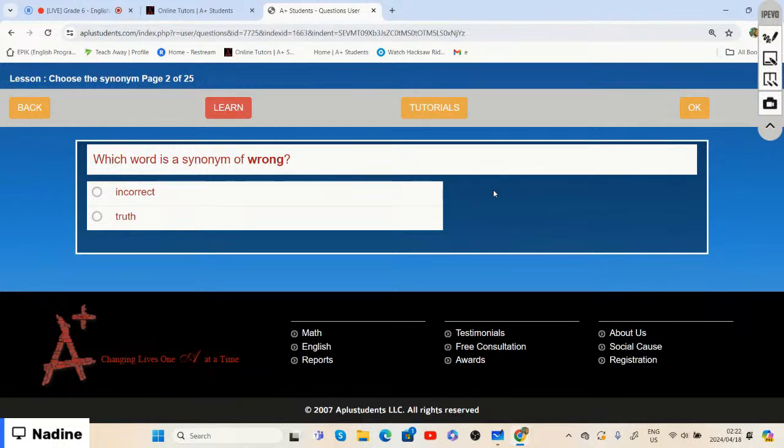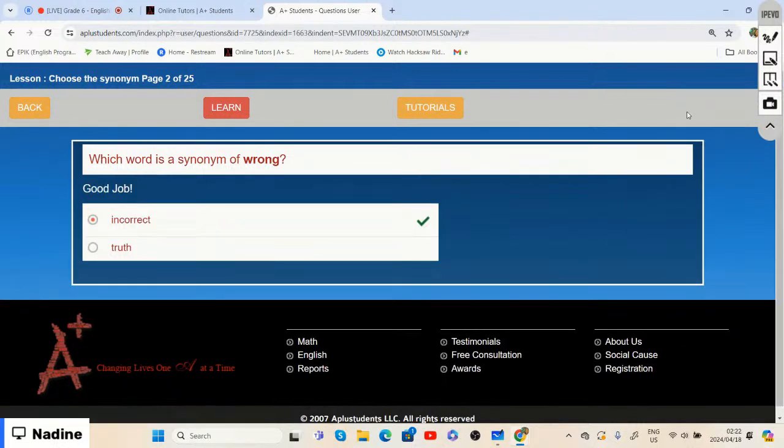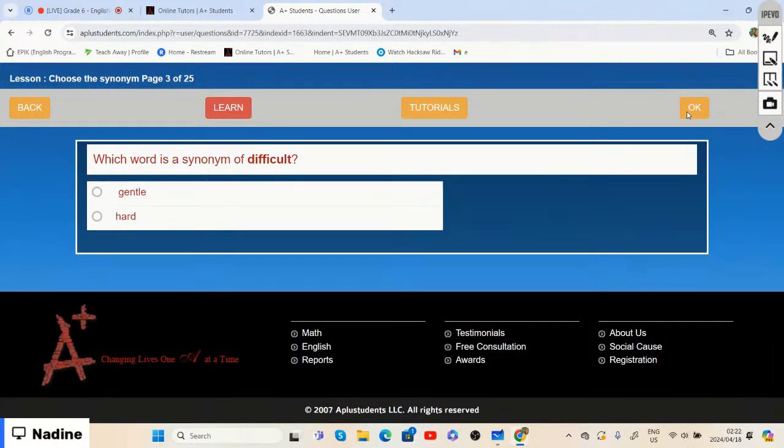All right. So if we choose the correct synonym that matches the word wrong, then we can say it is incorrect. And incorrect is correct.